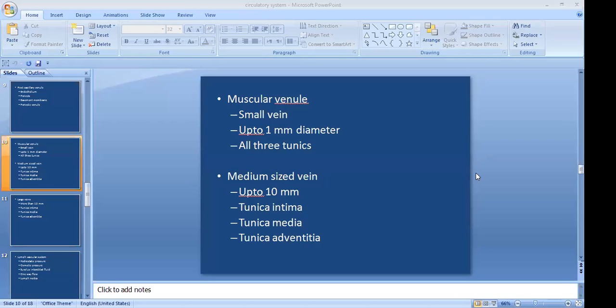In medium sized veins, the most important thing is the size. The size of the medium sized vein is up to 10 mm. The tunica intima is very much developed as compared to tunica media and adventitia. So this is one differentiating point. The other differentiating point is that the tunica adventitia is thicker than the rest of the tunicas in the medium sized veins.